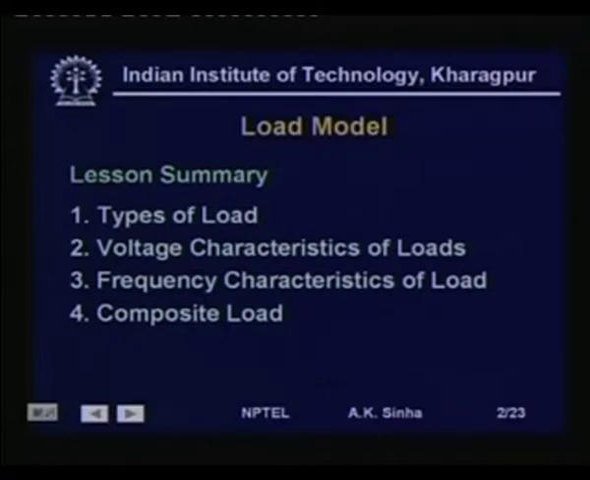Then we will talk about the voltage characteristics of different loads, and frequency characteristics of loads, that is, when voltage and frequency in the system change, how these loads are going to behave. We will also talk about the composite load, because actually when we are modeling these loads, we are modeling them at the substation level. So, there are a very large number of loads; all these have to be aggregated and put as a composite model for the power system analysis.